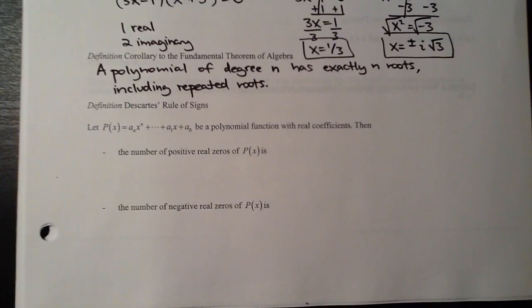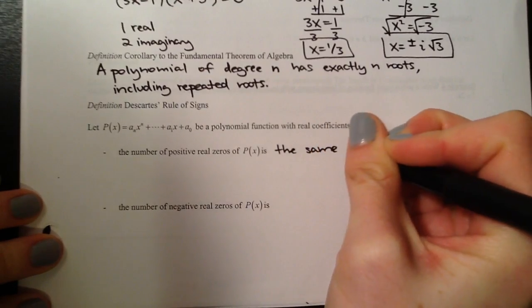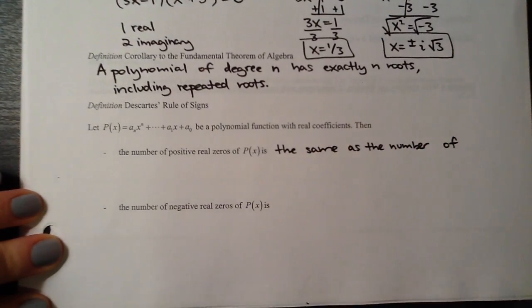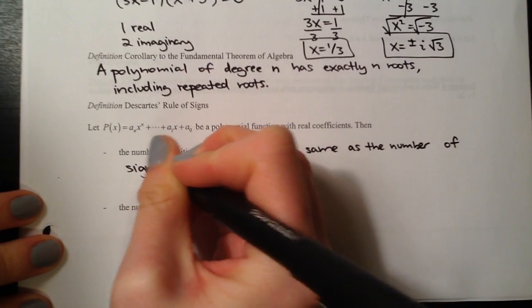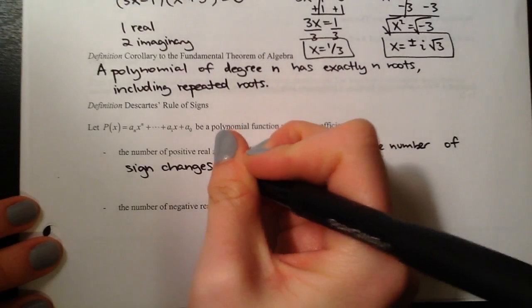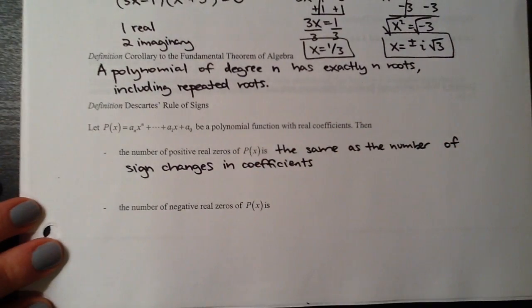Okay, so the number of positive real zeros, meaning positive 4 or positive 10 or positive 1 or whatever, the number that we get is the same as the number of sign changes in the coefficients, or, and here's the weird part, or is less than this by an even number.